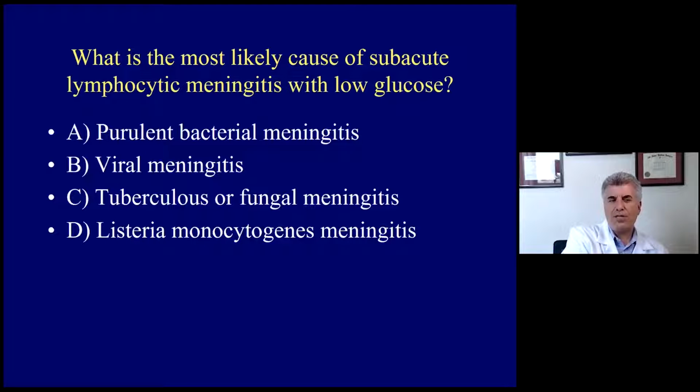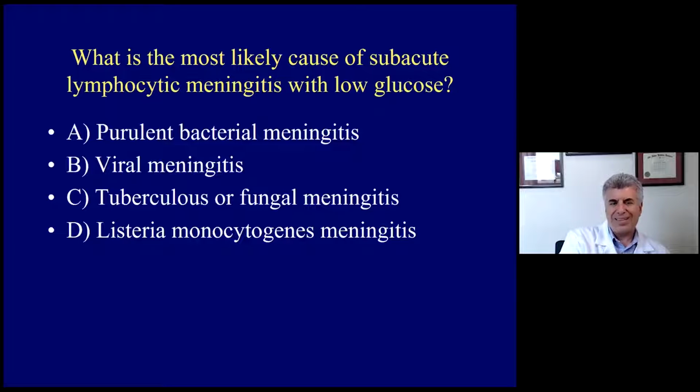What is the most likely cause of the subacute lymphocytic meningitis with a low glucose? I'll give you a second to think about this. And the correct answer here is C, tuberculosis or fungal meningitis. Remember, A, purulent bacterial meningitis should have a poly predominance, neutrophils. This case that I'm describing to you had a lymphocyte predominance. Viral meningitis should give you a lymphocyte predominance, which he had, but the glucose should be normal. Tuberculosis or fungal meningitis, both of those are lymphocyte predominant and have a low glucose, so that would fit with this case.